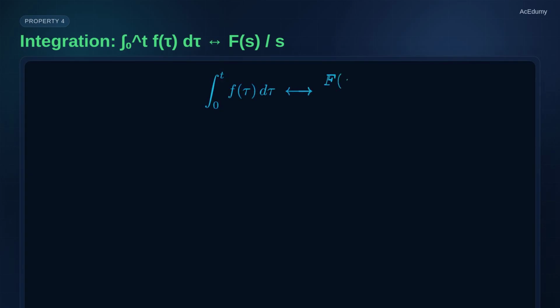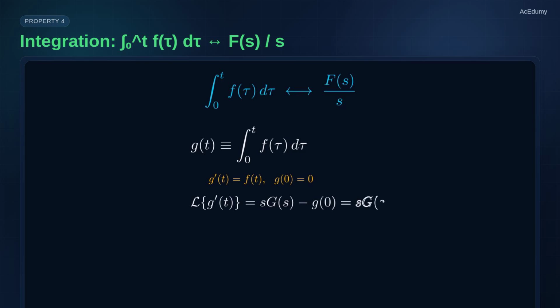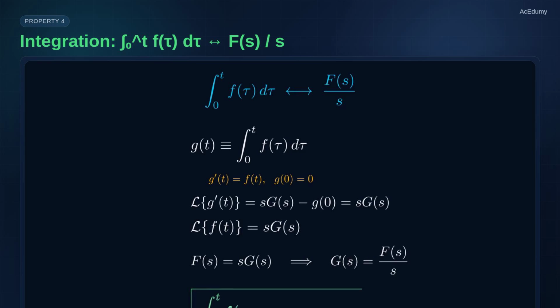Integration in time. If we integrate f from 0 to t, what happens in the s domain? The mirror of differentiation. Instead of multiplying by s, we divide by s. The Laplace transform of the integral of f from 0 to t equals F(s) over s. The proof swaps the order of integration in the two-variable integral and splits naturally. The takeaway is symmetric. Derivatives correspond to multiplying by s. Integrals correspond to dividing by s. This is exactly why circuits with capacitors and inductors collapse into algebraic networks in the s domain.